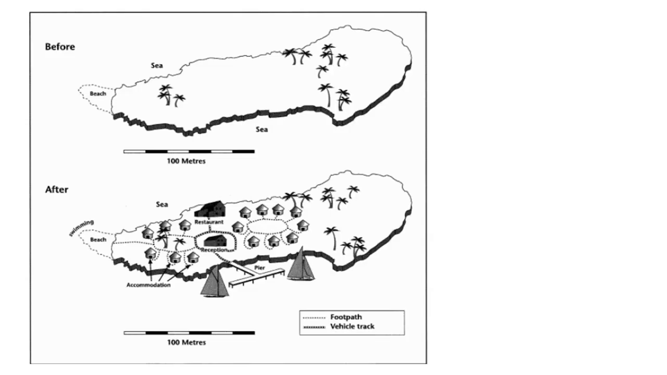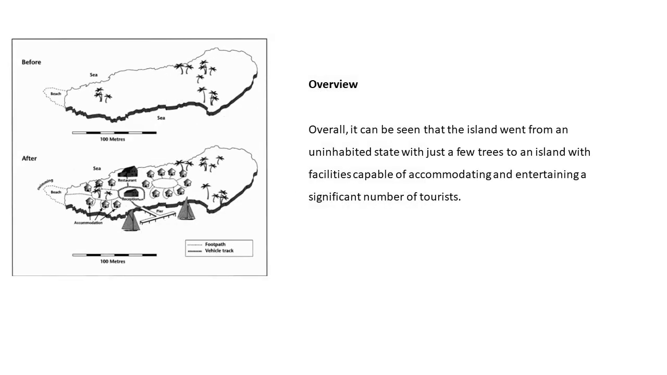If you want to keep looking, just pause the video, but I'll tell you what I saw. I saw a very blank original map, or an original island, and then I saw an island with accommodation facilities and entertainment facilities. That's all. So very bare island, nothing on it, then an island that has accommodation and entertainment facilities. It's for tourists. So what is my overview?